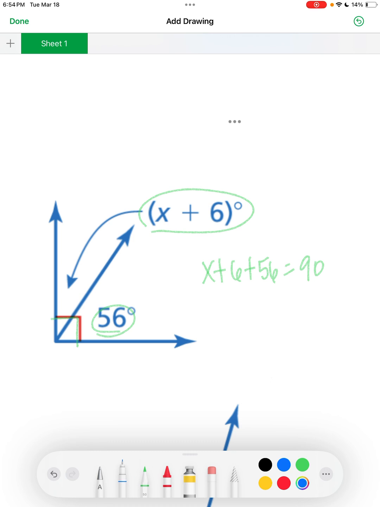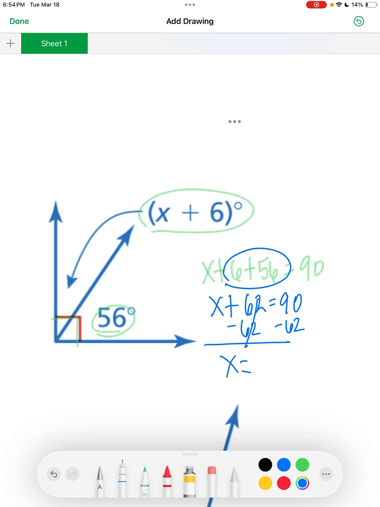Notice this time my like terms are numbers, and that's perfectly fine. Before you start eliminating anything, you've got to combine your like terms. 6 plus 56 gives me 62. And now I can simplify and solve. So we're going to subtract because we do the inverse operation. And when I do that, I get that x equals 28. Perfect. You can plug it in and make sure that it works.